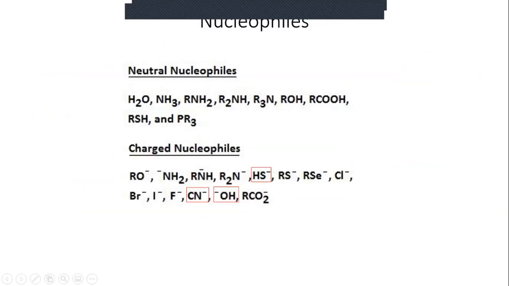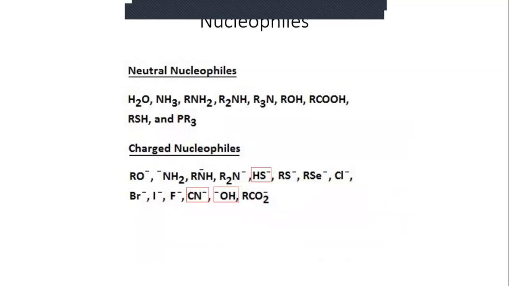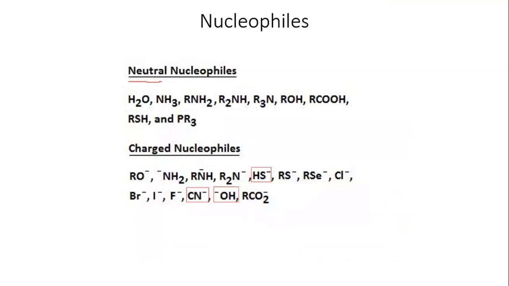So now different types of nucleophiles. We have neutral nucleophiles such as H2O, amides, all different types of amides, and alcohols. Alcohols usually form ethers in substitution reactions, or in general it forms ethers. Carboxylic acids usually form esters.